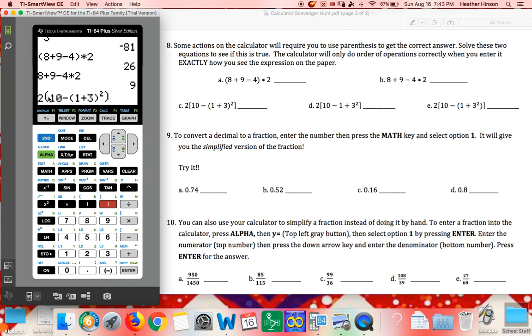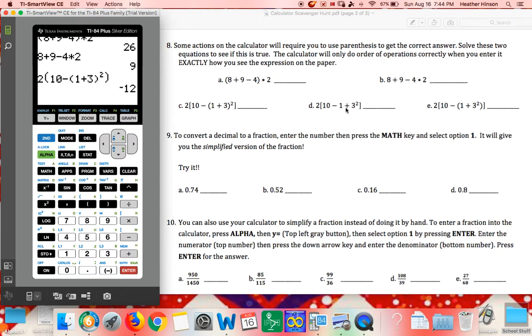So 2, open parenthesis, 10 minus, remember minus is over here with the other operations. Open another parenthesis, 1 plus 3, close, squared, then close it again. For this one, we get negative 12. Now, these are all the same numbers across the bottom, but your parentheses are in different places. So we have to see how the parentheses change it if we put it in the wrong place.